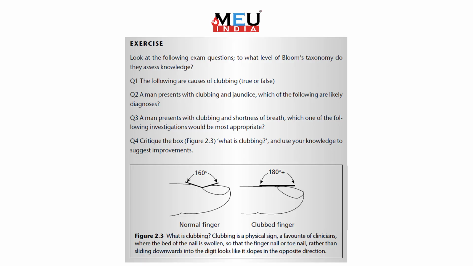Normal finger, clubbed finger. Figure 2.3. What is clubbing? Clubbing is a physical sign, a favorite of clinicians, where the bed of the nail is swollen so that the fingernail or toenail, rather than sliding downwards into the digit, looks like it slopes in the opposite direction.